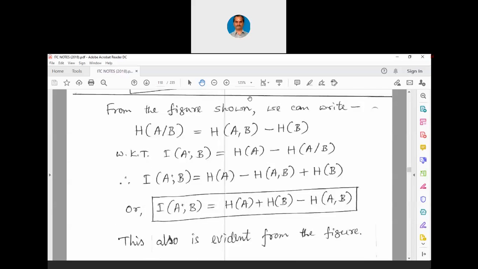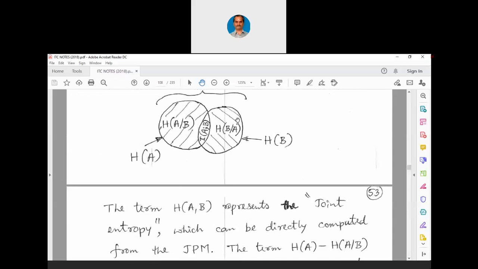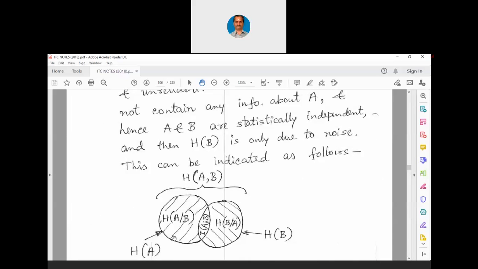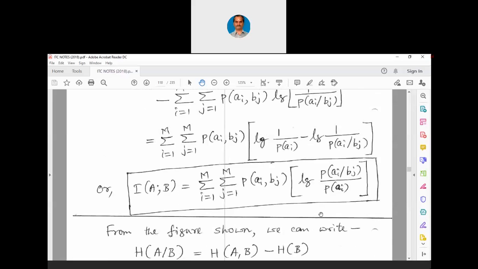So from the figure shown, just recall the figure once again, two circles, wherever it is overlapping, that is I of A semicolon B. You again visualize, left side is H of A slash B. Is it so? Even I am getting confused. Let me go back. Yeah, left side is H of A slash B, right side is H of B slash A, in between is I of A semicolon B, whole circle is H of A, right side whole circle is H of B, and the joint entropy is H of A comma B. You remember this once again. Now let me go back to wherever I was.